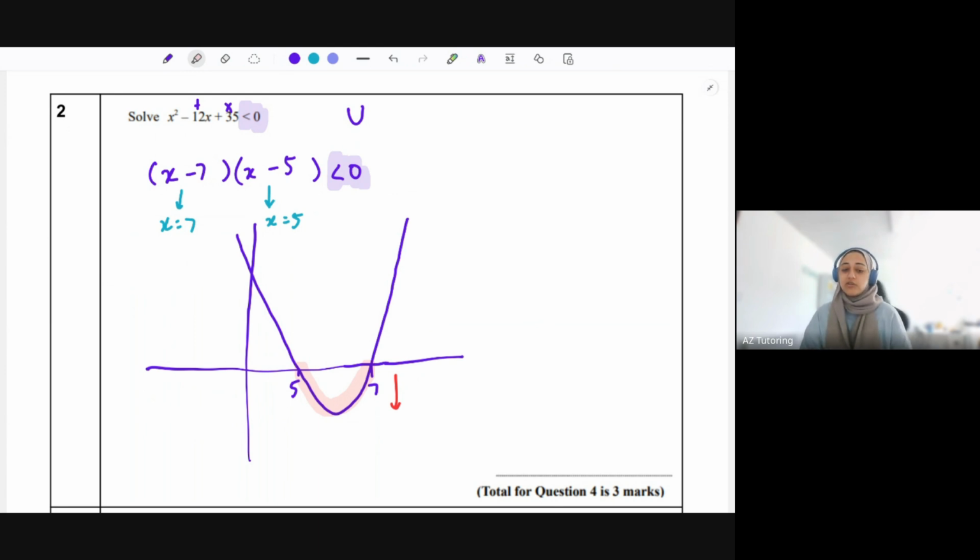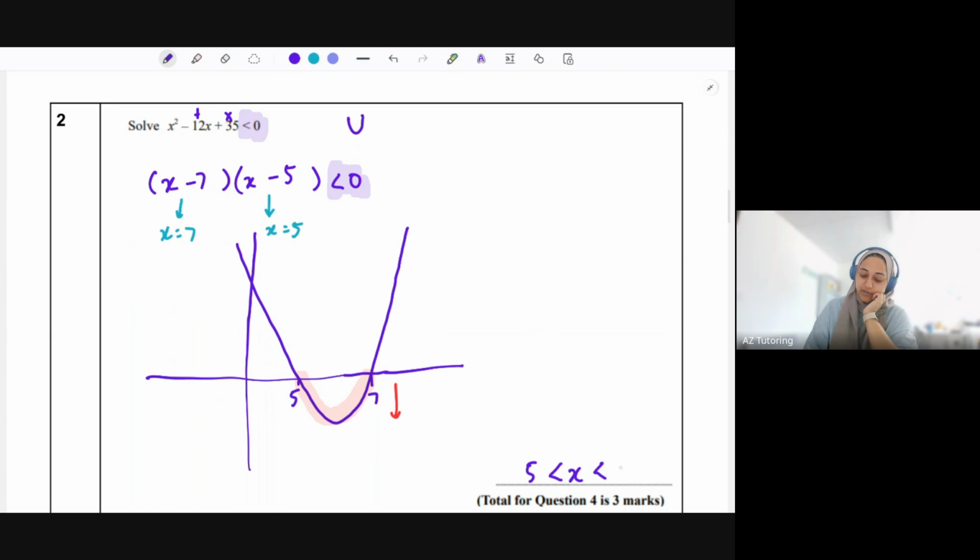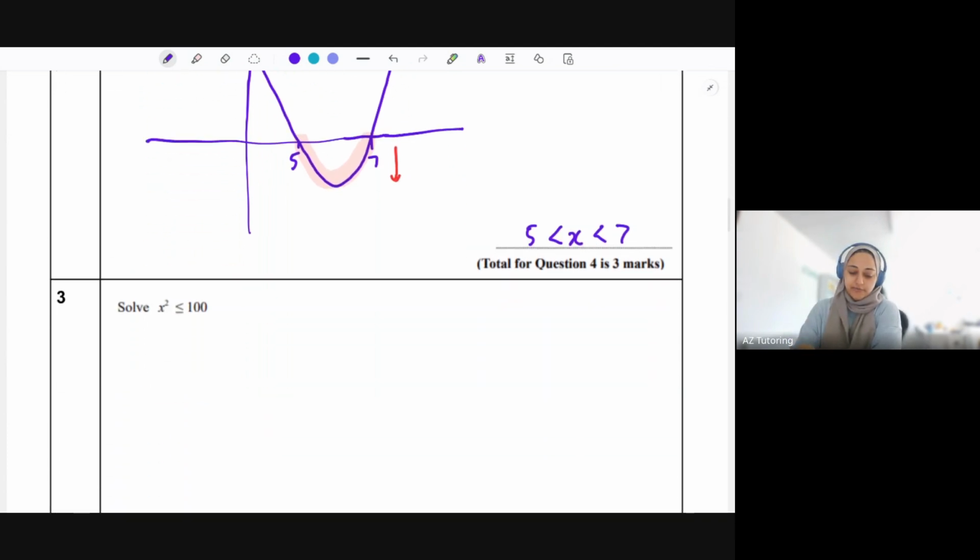So we need an inequality that represents all the values between 5 and 7. For every value between 5 and 7, the graph is less than 0. So all we say is x is between, so you say x is less than, so the pointing side is to x, and x is more than, because the big side is on x. You put a 5 here and you put 7 here. So that just represents all values of x between 7 and 5. Okay, so that's for 3 marks.